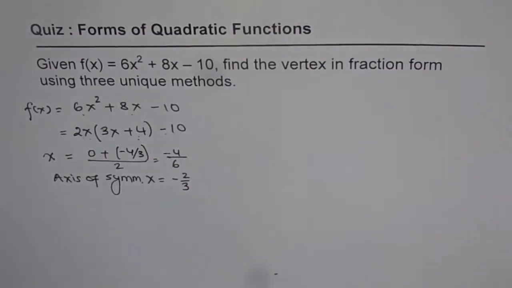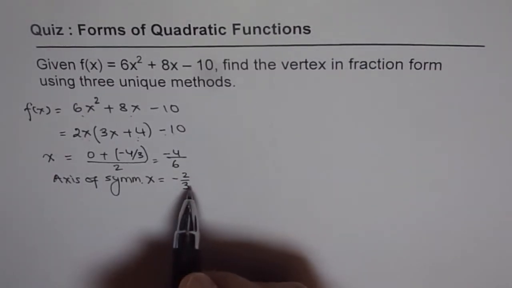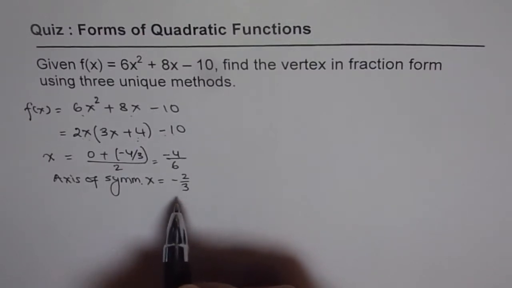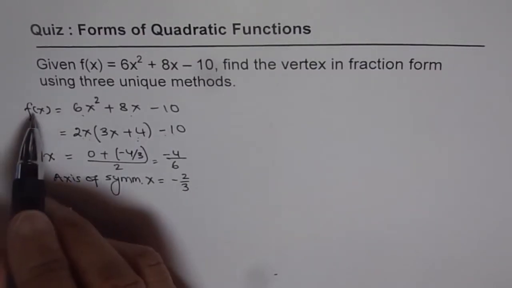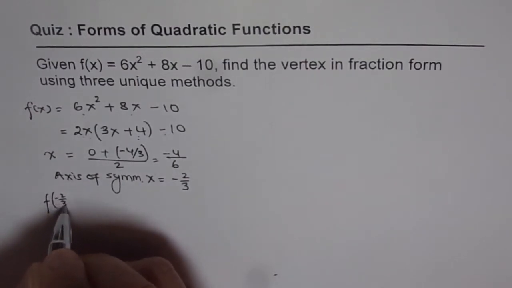So we are expecting answers in fractions for this particular question. So therefore, don't write decimals, right? Just keep it in fractions. So that is the x value of the vertex. So what is the y value? To find the y value, we need to find the value of the function at minus 2 over 3, right?